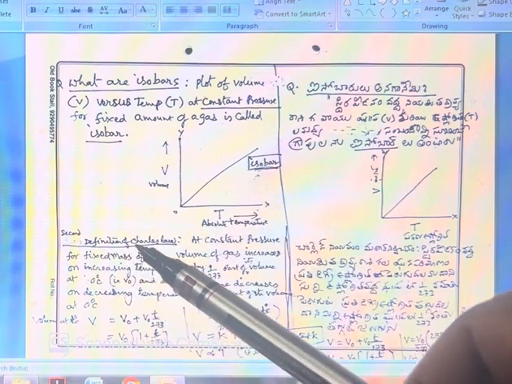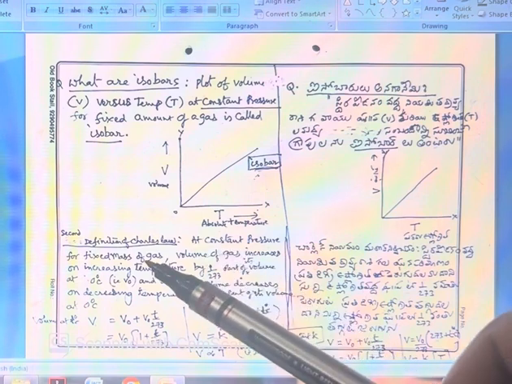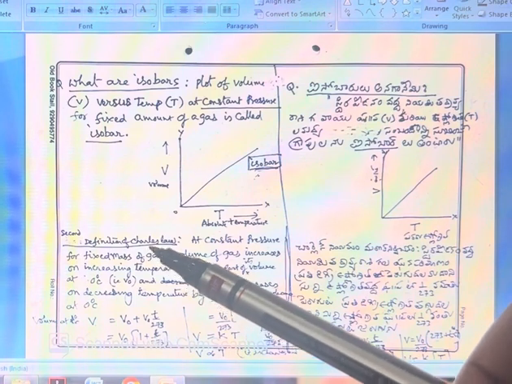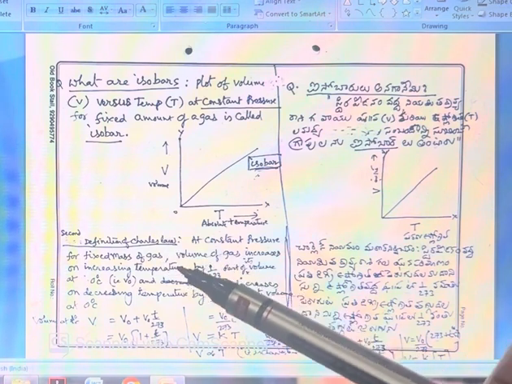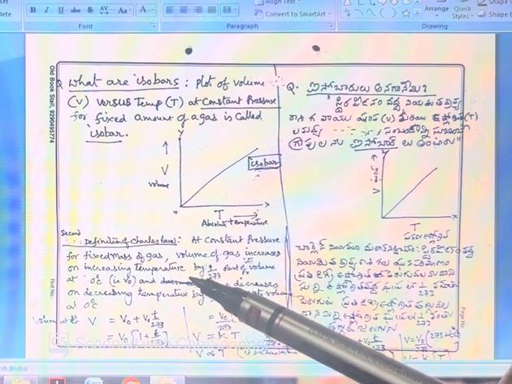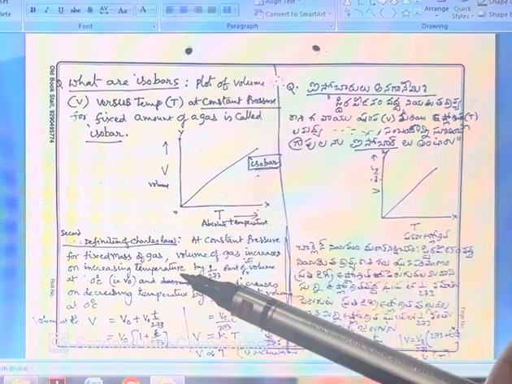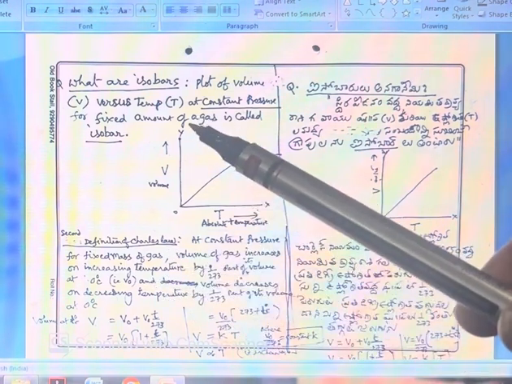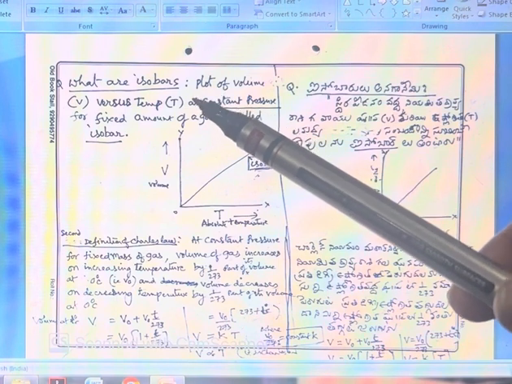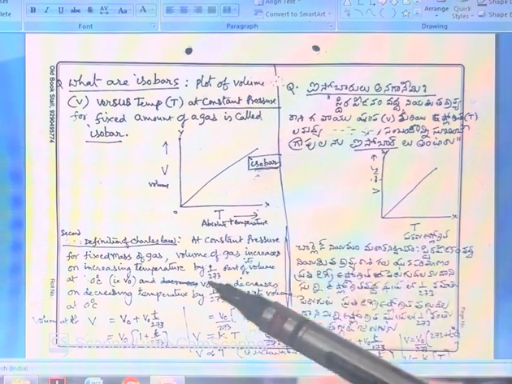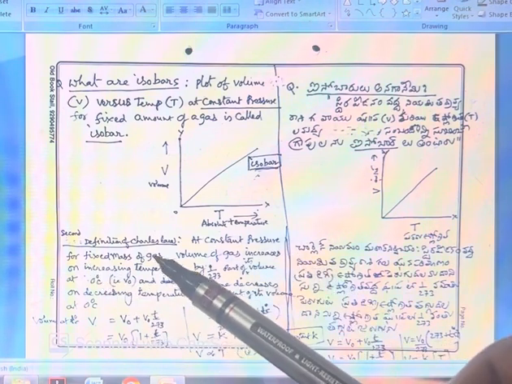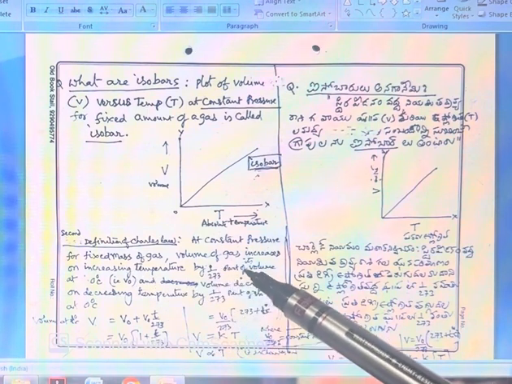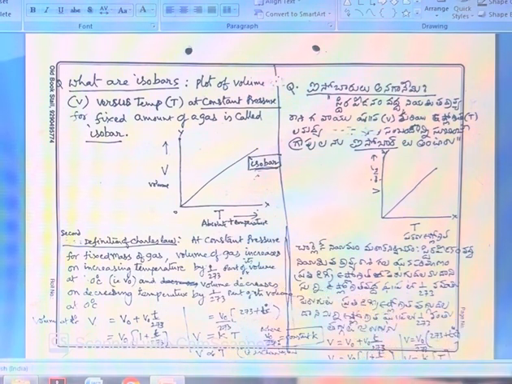The second definition is also there for Charles' law. If you want to take temperature in degree centigrade, then this definition is to be written. Actually, that definition came from this actual definition, but we mostly use the definition, volume directly proportional to T. Here, at constant pressure for a fixed mass of a gas, the volume of gas increases on increasing the temperature by 1 by 273 part of its volume at 0 degree centigrade.